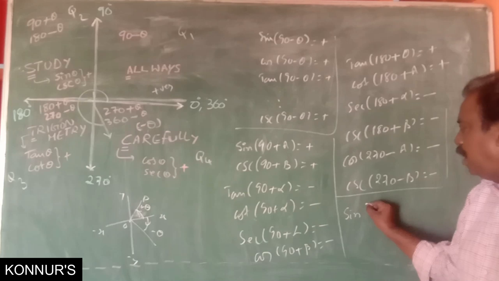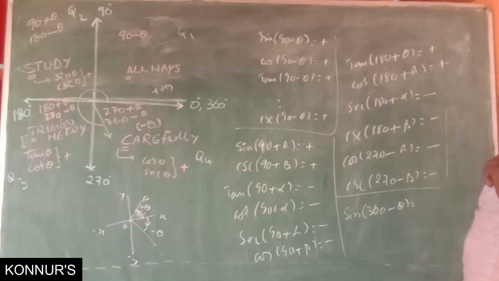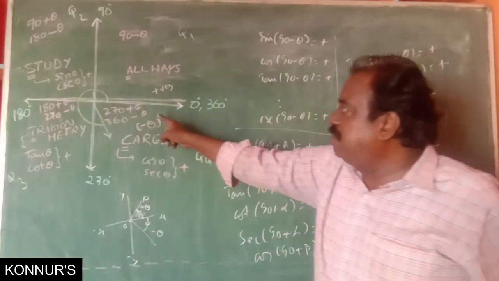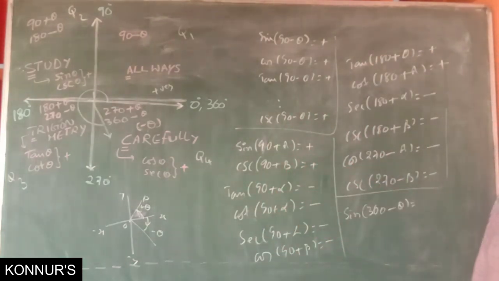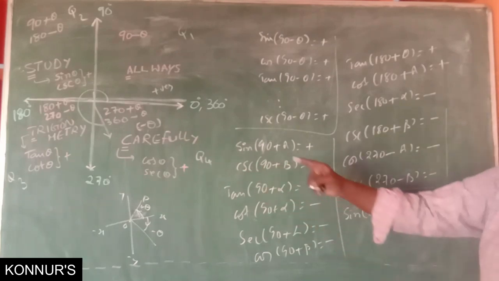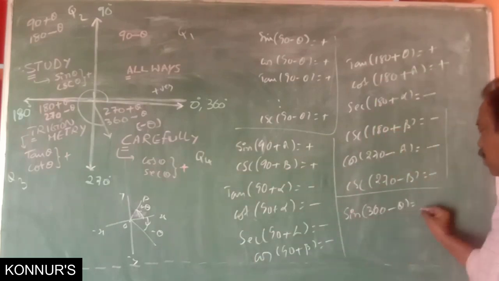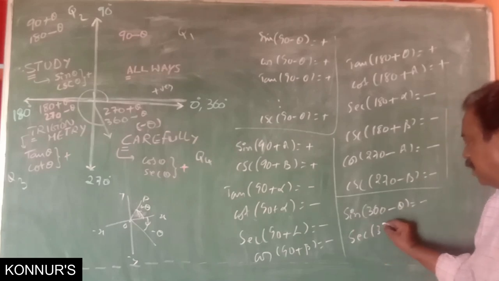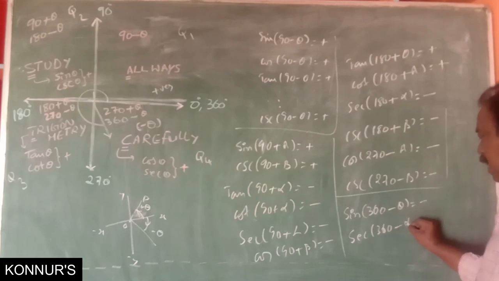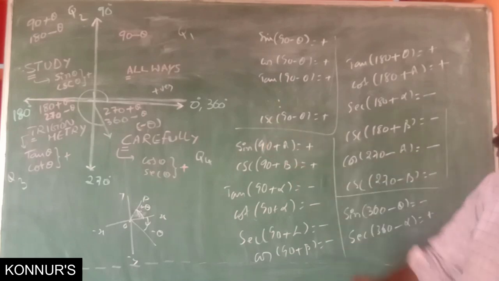Now similarly, fourth quadrant. Suppose sine of 360 minus theta is there. 360 minus theta is the fourth quadrant. In the fourth quadrant, cos is positive and secant is positive. Cos and its reciprocal secant are the only positives. But here it is sine, so it is negative. Similarly, secant of 360 minus alpha is there. It is positive, because cos and secant in the fourth quadrant are positive. 360 minus alpha is the fourth quadrant.